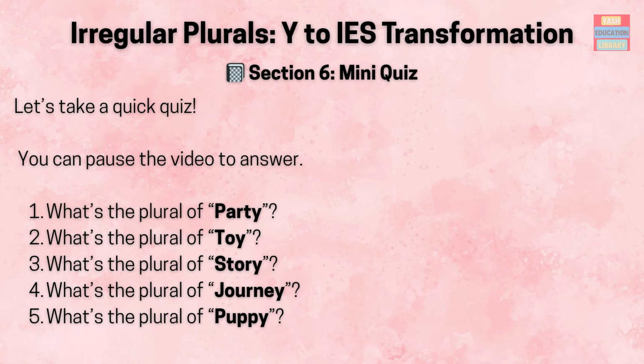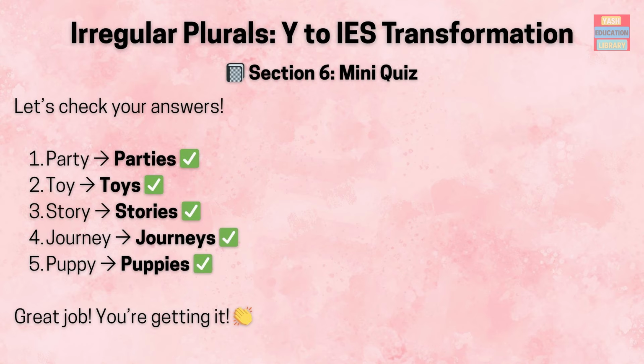Section 6. Mini quiz. Let's take a quick quiz. You can pause the video to answer. What's the plural of party, toy, story, journey, puppy? Let's check your answers. Party, parties, toy, toys, story, stories, journey, journeys, puppy, puppies. Great job, you are getting it.